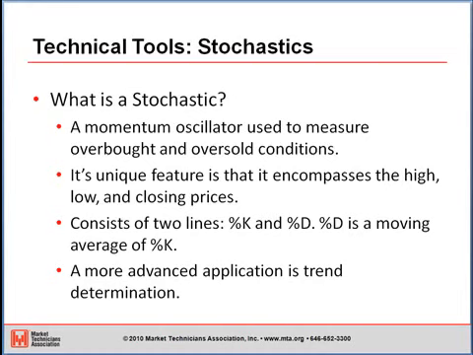The stochastic consists of two lines, %K and %D. The important thing to remember is that %D is a moving average of %K, and %K is essentially a moving average of the trading range. There is another more advanced application in the stochastic, which we will discuss also, that is essentially trend determination.